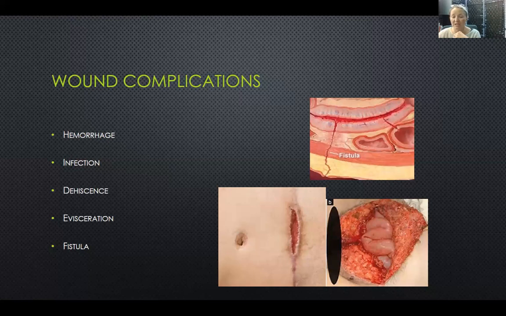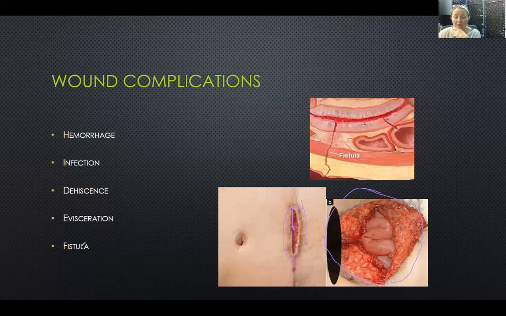Next wound complication is dehiscence. So that is going to be what we see here. So partial separation of the wound layers. The edges are not approximated. Remember, approximated edges means they're all touching. So dehiscence is when these wound edges are not touching. And then next up is evisceration.